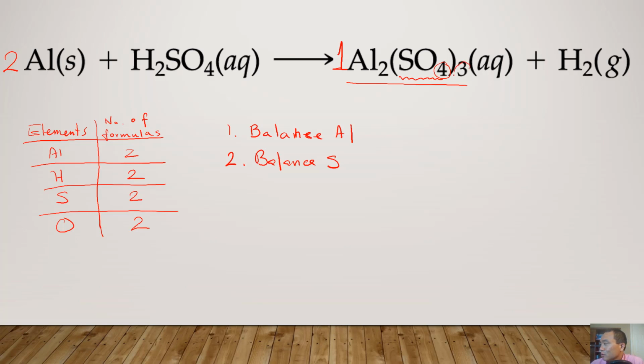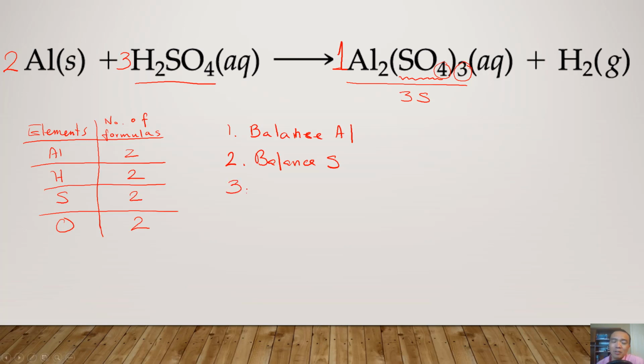However, you have a subscript number 3 after the parentheses. That 3 refers to 3 units of everything inside the parentheses. So for this reason, we have 3 sulfur atoms. In sulfuric acid, you only have 1 sulfur. So to balance sulfur, we put the 3 before that.